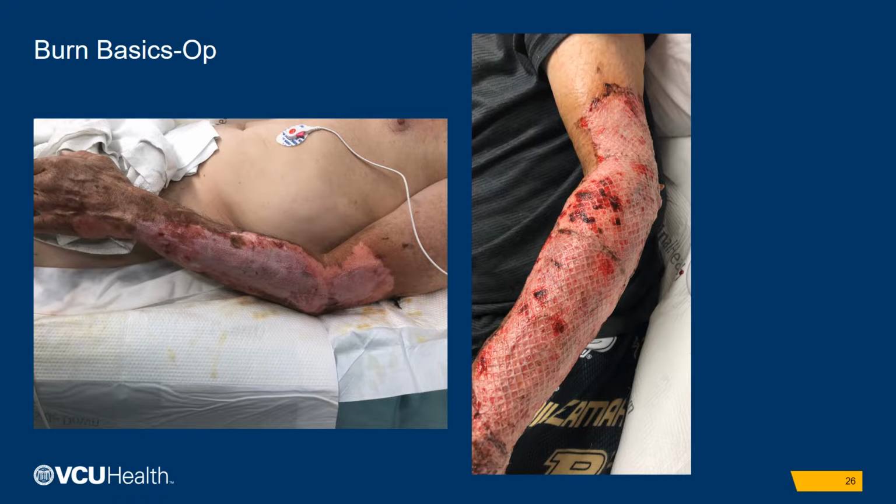So he underwent tangential excision of the burn. He underwent split thickness skin graft with an autograft from his thigh. This was his initial operative dressing takedown. The split thickness skin graft was prepared using a mesher, which is a device that we run the skin through to expand it and allow it to be spread throughout the burn wound.